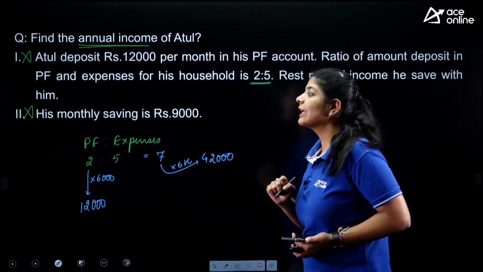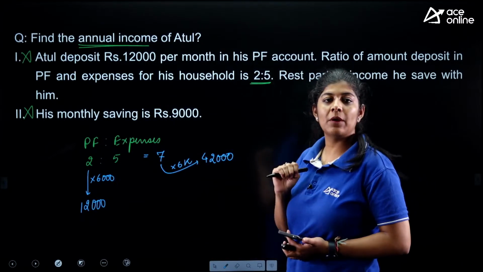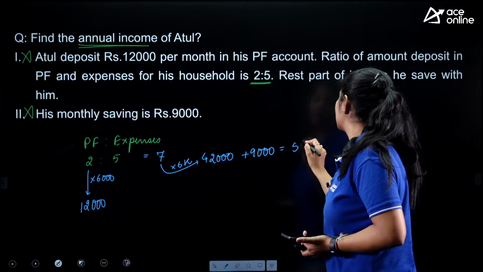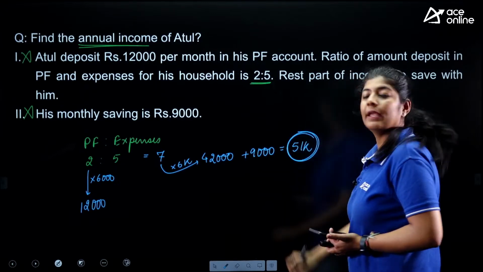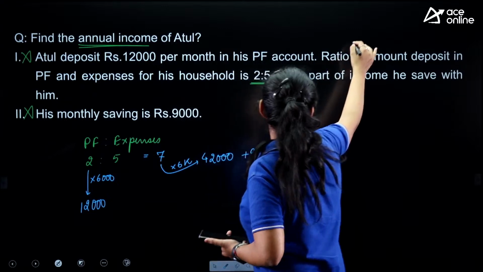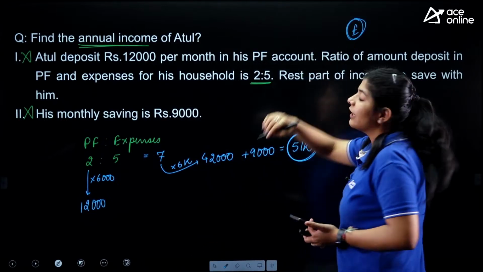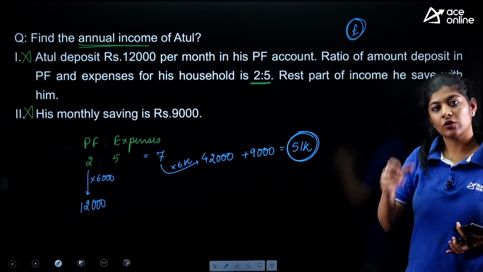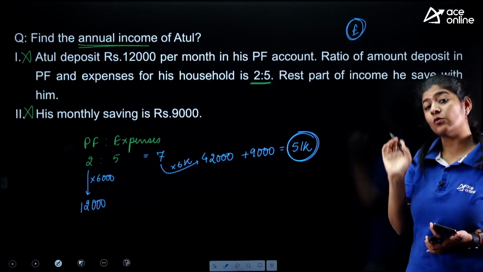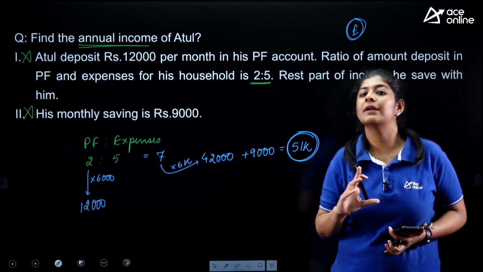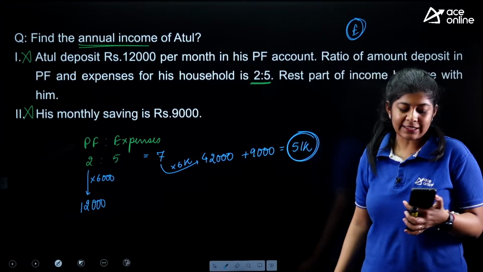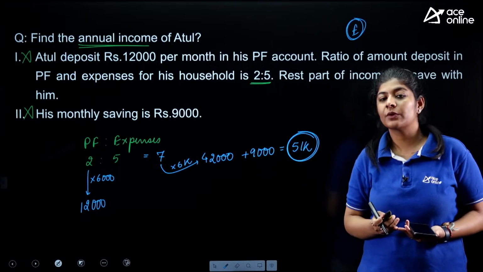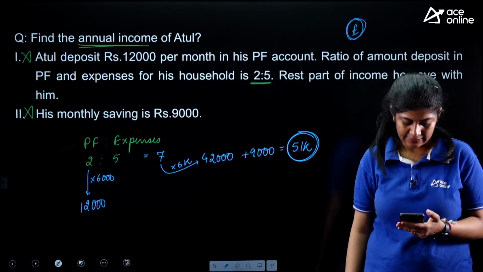And the question is also saying in statement number 2 that he saves the amount of 9,000 rupees. That means this is his annual income. Option number E is the correct one. We can only get the answer if we merge both the statements together. The correct answer that we got over here is 651K, but the question is only asking whether we can answer it or not, right? So the correct answer that we got over here is option number E. We need to merge both the statements together just to get the answer, right?